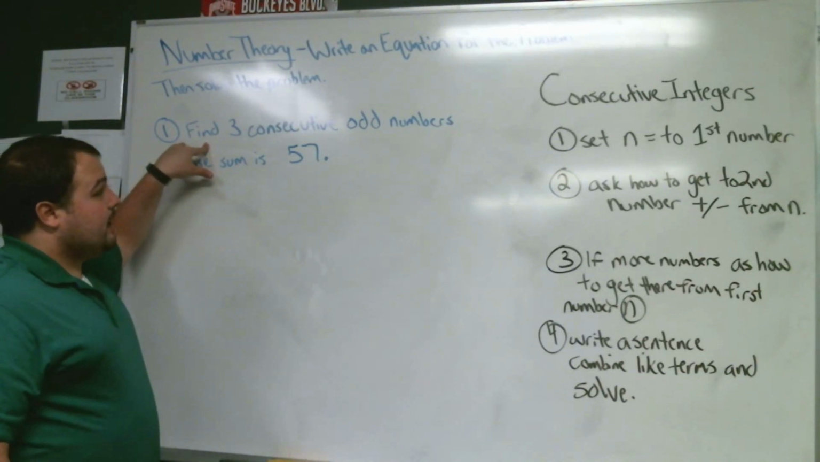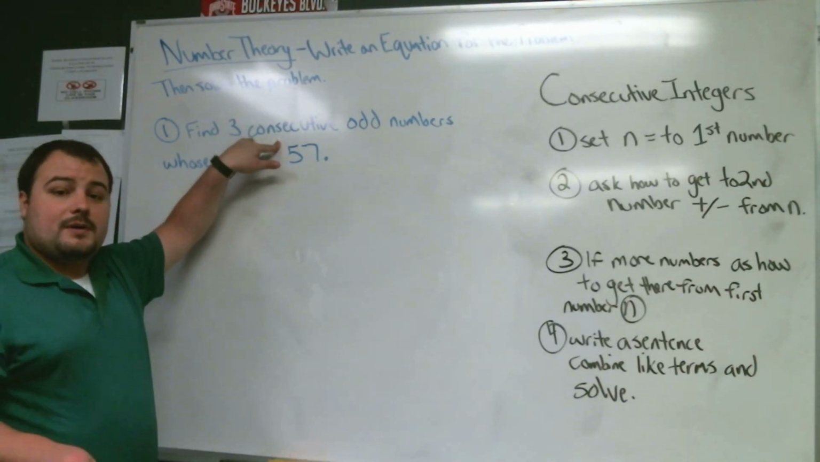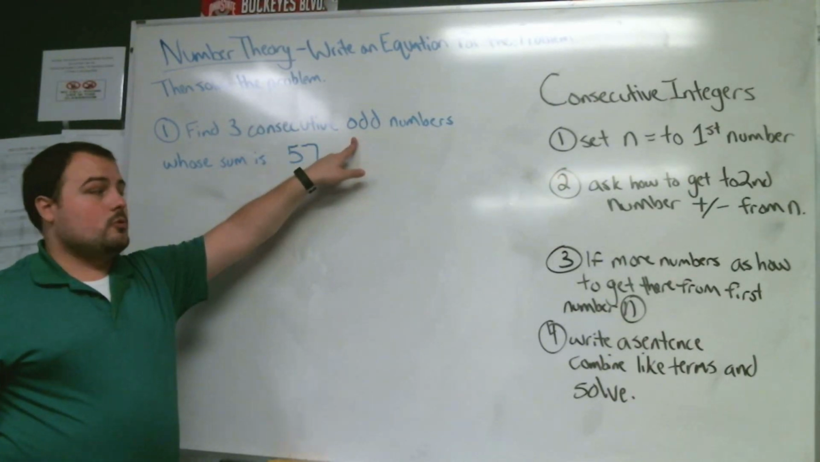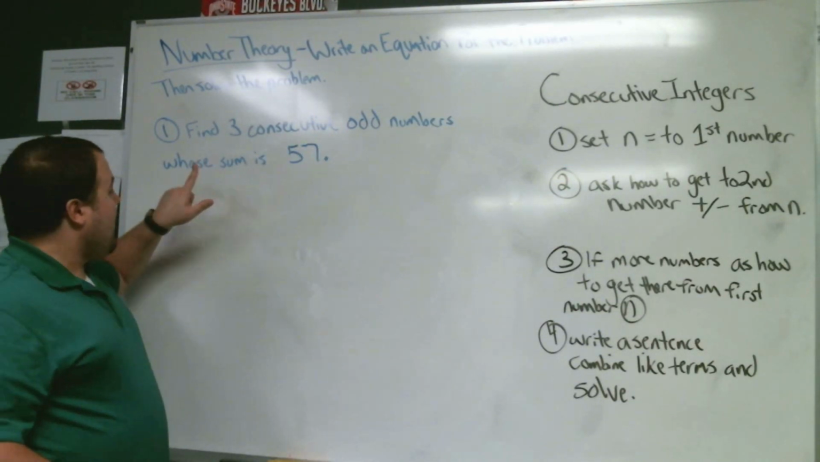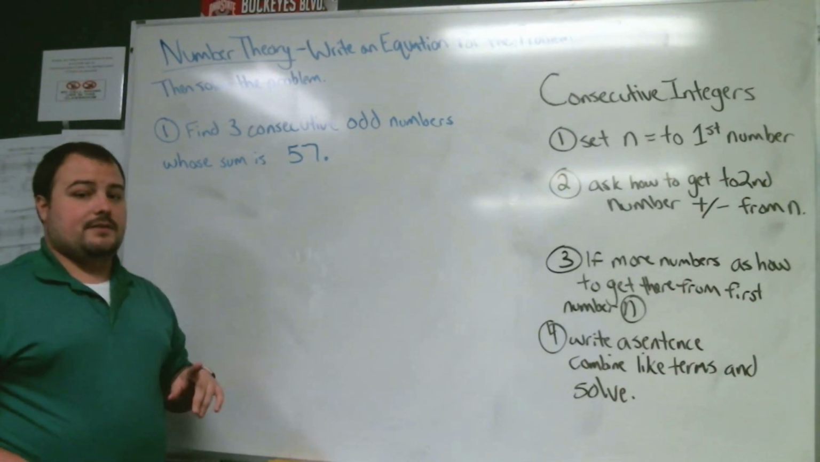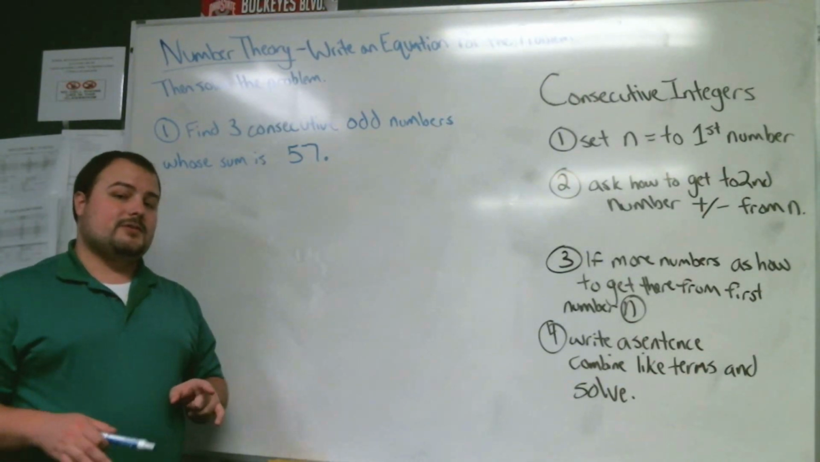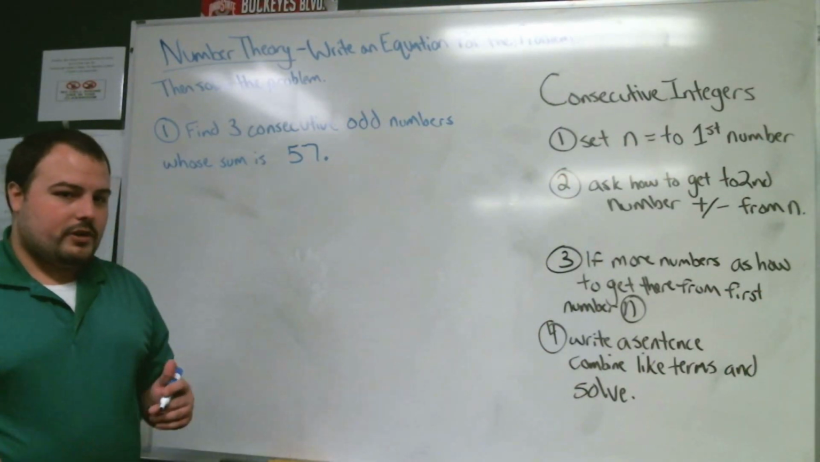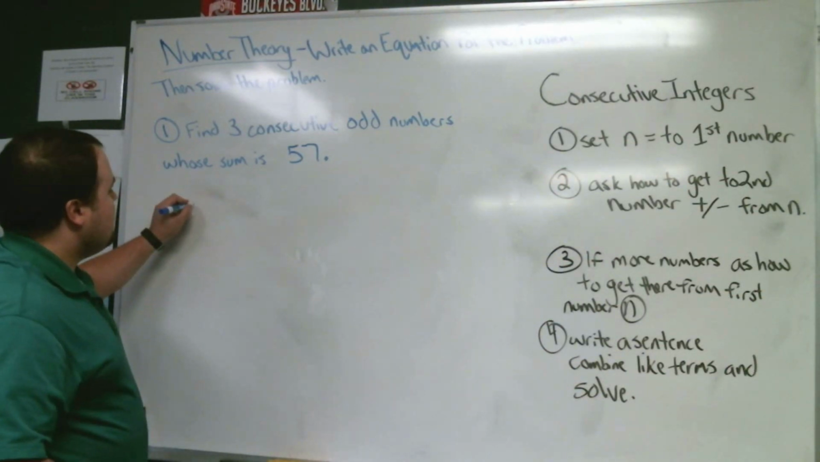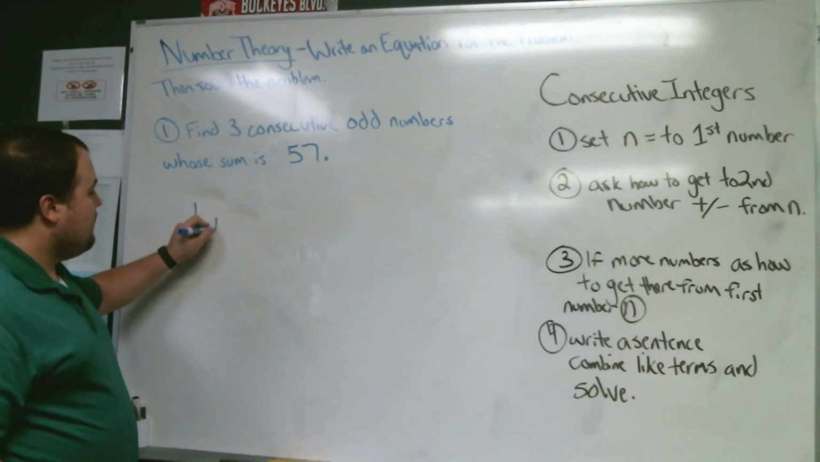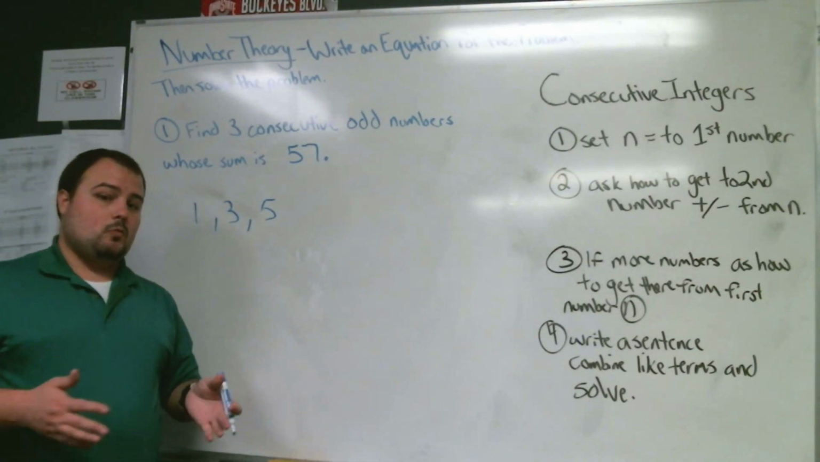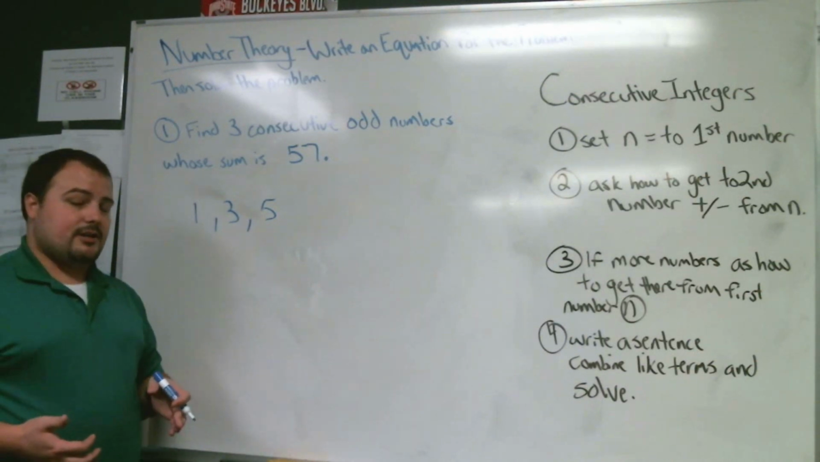So we're going to find 3 consecutive, so that means 3 numbers in order that are odd. So they're odd and they add up to 57. So we're going to find 3 odd numbers that would add to 57. So first thing, if I asked you what three odd numbers were, you might say that 1 is an odd number, 3 is an odd number, and 5 is an odd number, correct? 1, 3, and 5. Those are all odd numbers.